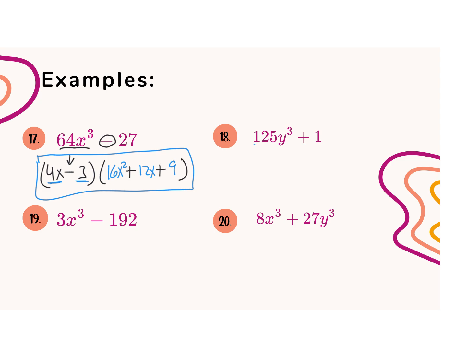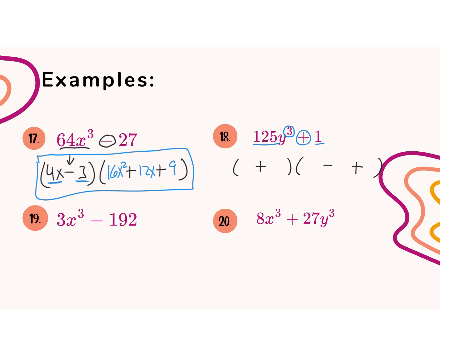We already established that 125 is a perfect cube. Y to the third, anything with an exponent of 3, is a perfect cube. 1 is also a perfect cube. There is a plus in the middle, so let's set up our signs. It's going to be the same, opposite, always plus.